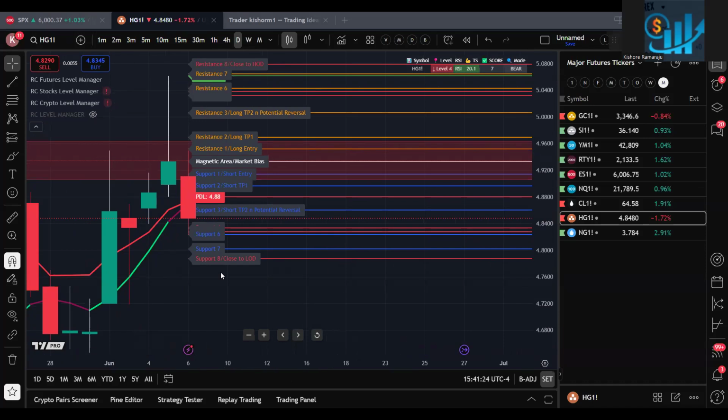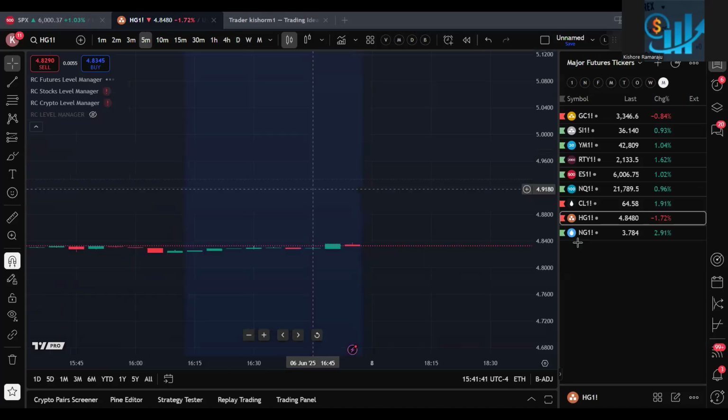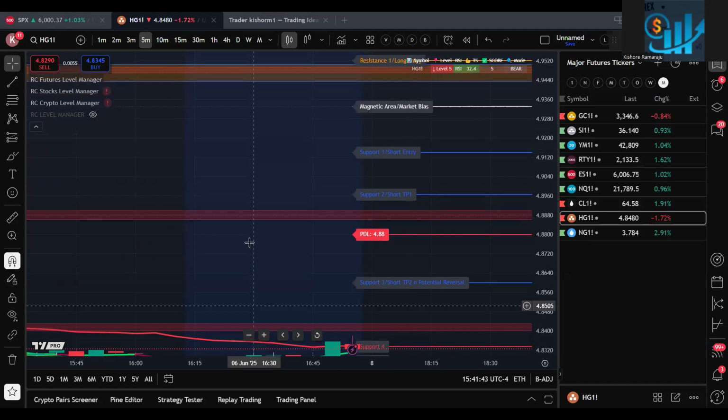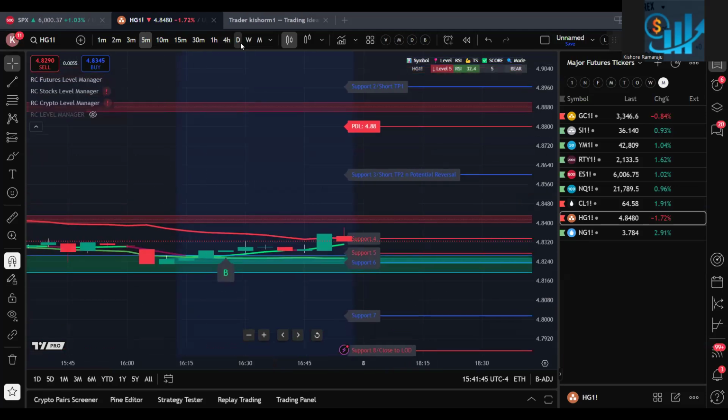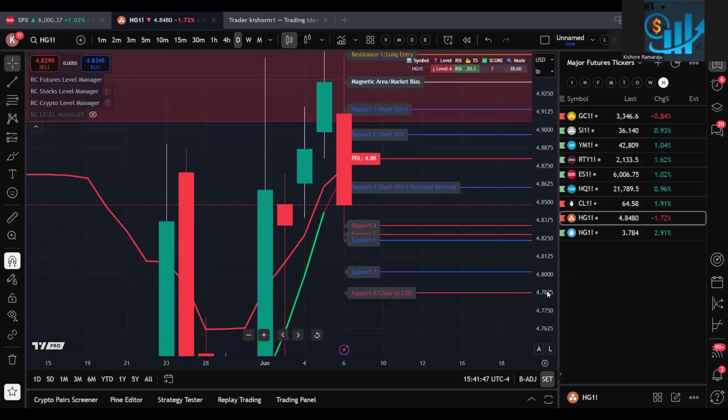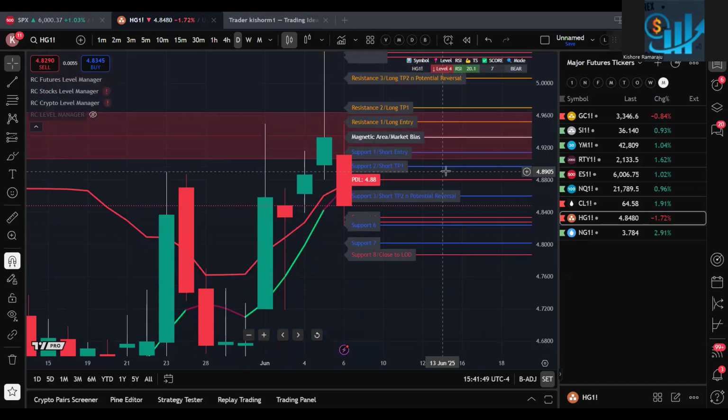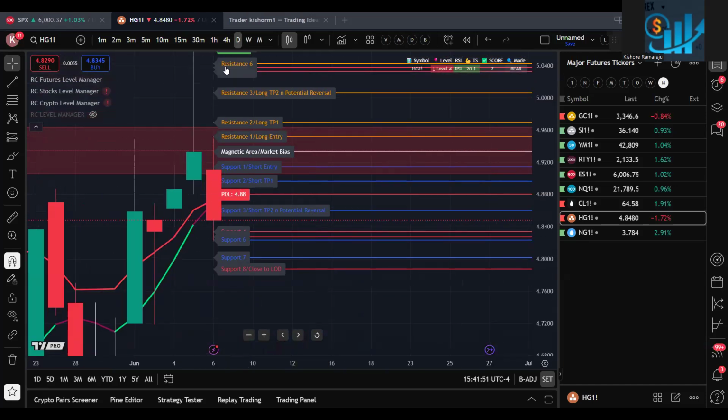So copper will be bearish. Whenever price opens and closes below the magnetic level, that ticker will stay bearish. So now this evening, we may see multiple opportunities. For a high level, you always do top-down analysis. That means start from the highest level, from a daily point of view.